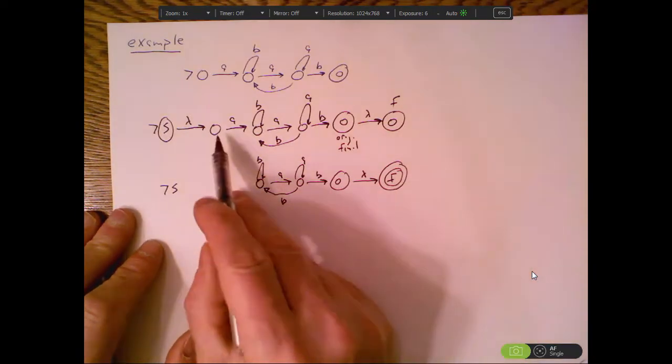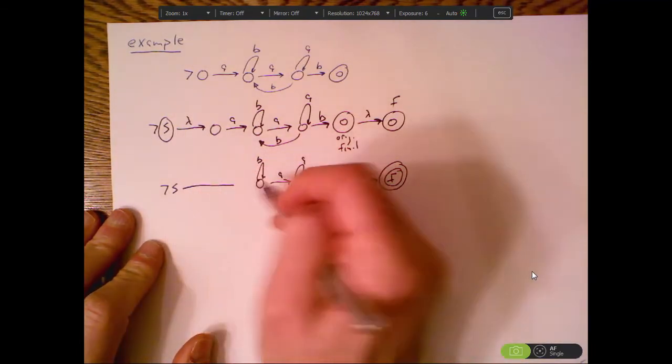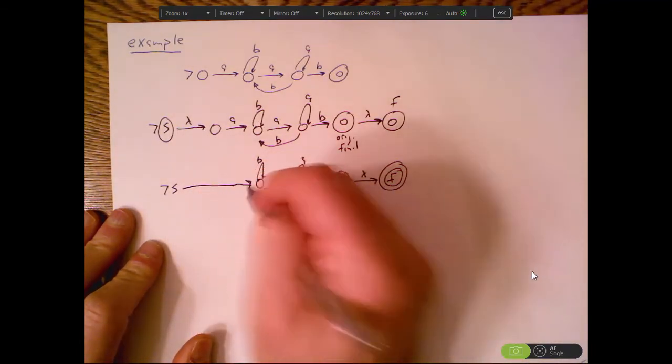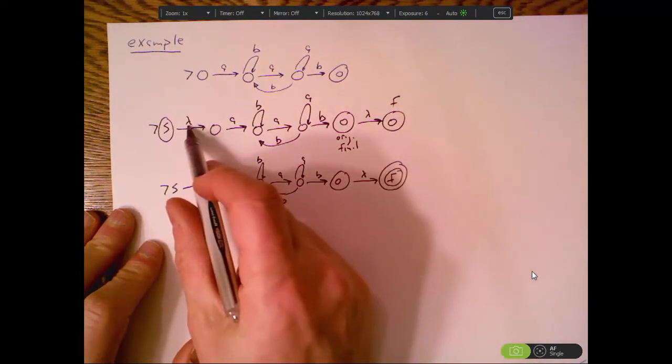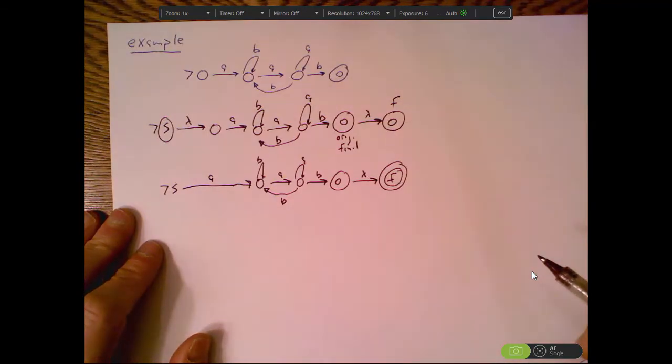Okay, how's that look? I've got B, the A, the B, original final state, new final state. Now, I'm going to try to eliminate that state. So I'm going to replace that state and concatenate those two arcs. And I concatenate the lambda and the A, and that's just A.